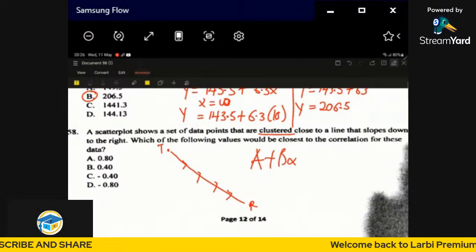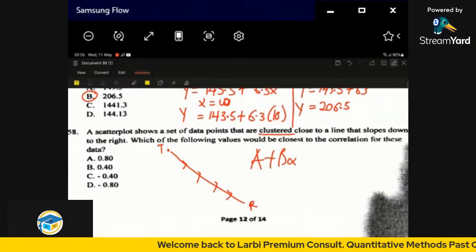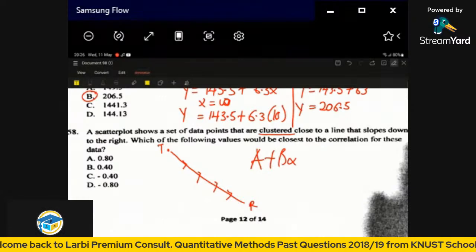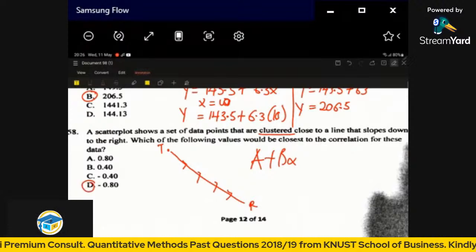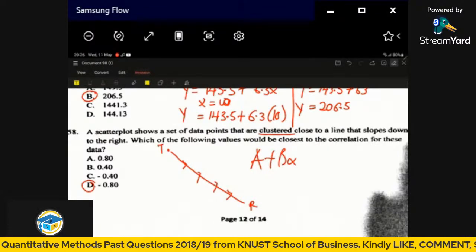Is that okay? And then by this information, we should be able to select what? The strongest what? Negative correlation. And in this case, it should be option what? D, as what? Negative 0.8. Because it is clustered.